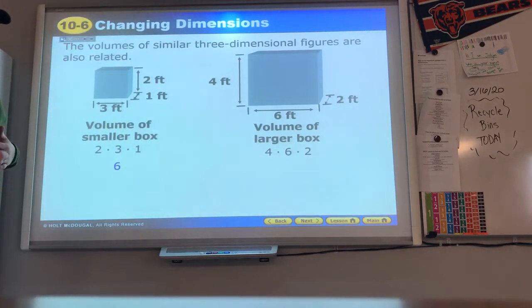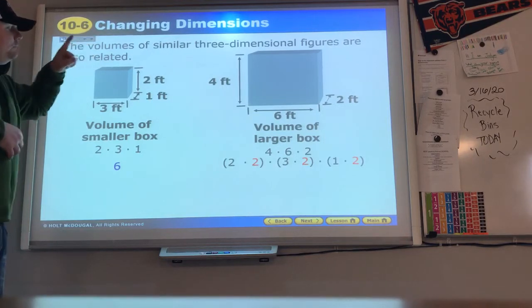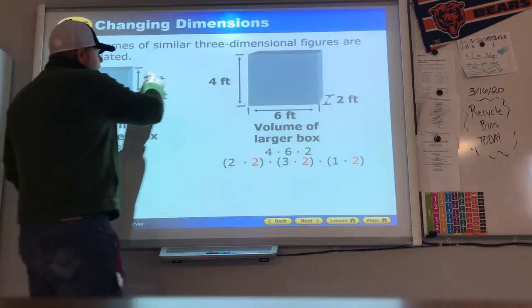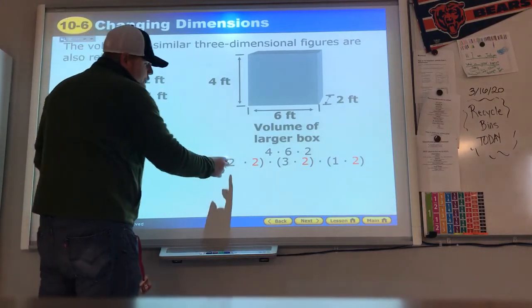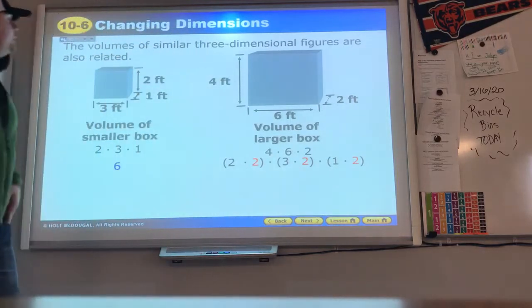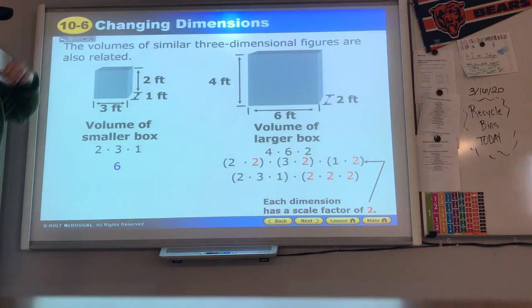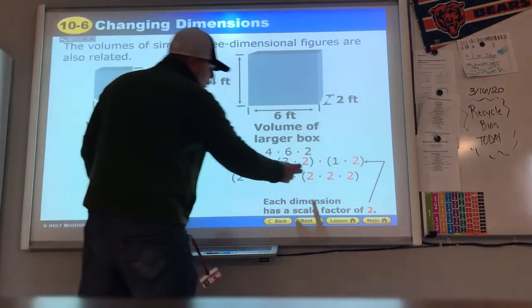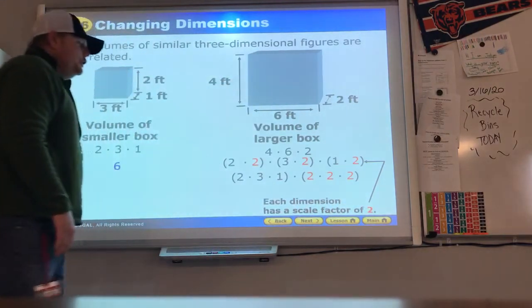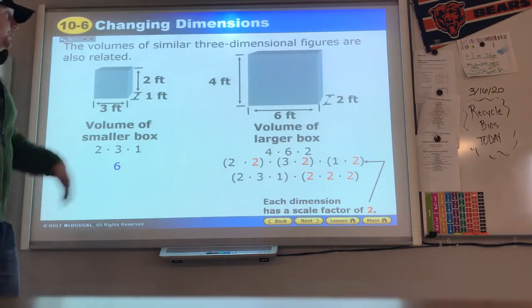That grew by more than 2. How much more than 2? Well, we'll see. All right? The scale factor was 2 for each of these. 2 times 2, 3 times 2, 1 times 2. So if we look at those red 2's, 1, 2, 3 of them. 2 to the third power, or 2 cubed.